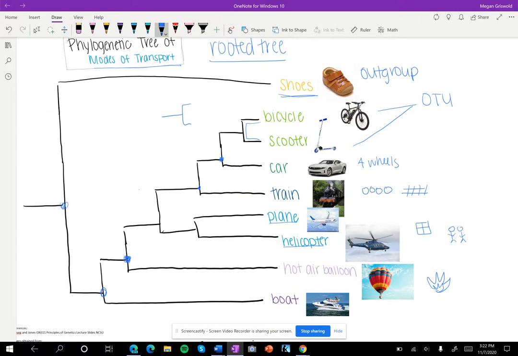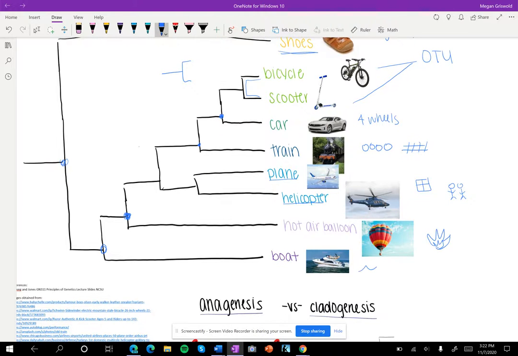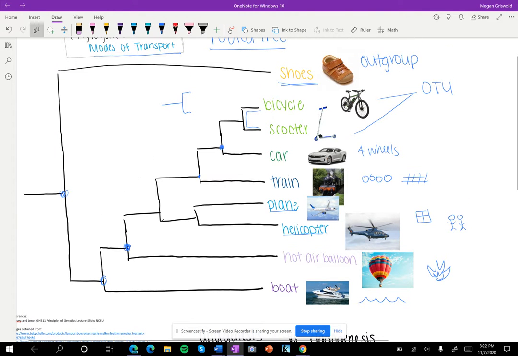The last clade grouping is a boat because it transports in the water, not land or air like the others, and can carry more passengers than a car, scooter, bike, or shoes, and is more similar to a plane, train, helicopter, or hot air balloon.